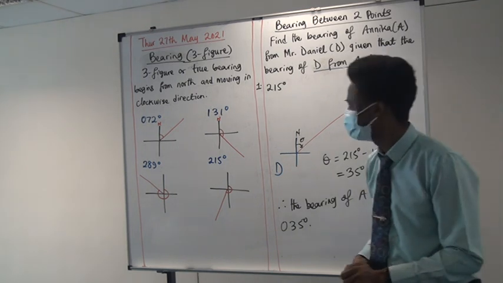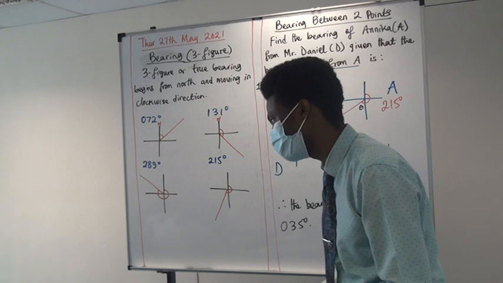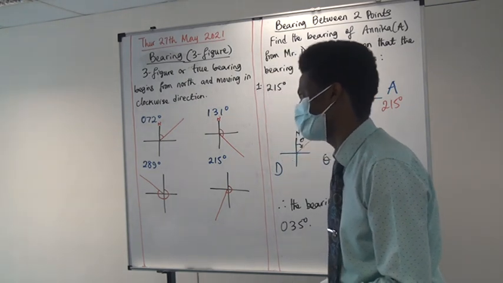Yes, ma'am. Then what if the answer is, say, 2 decimal places? Then it is still 3 figure? That's a very tricky one.